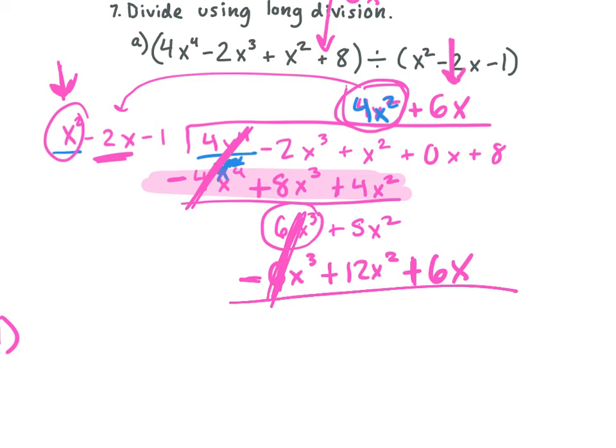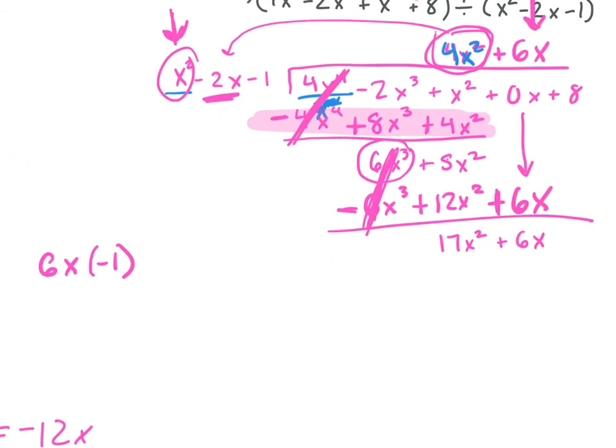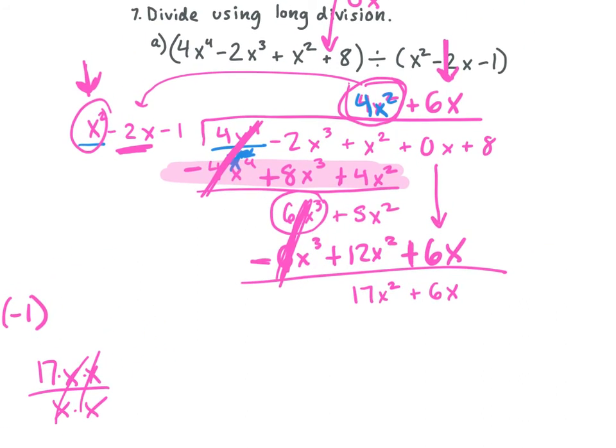Olivia, what is it? 17x squared. And then 0x plus 6x, so 6x. So now we do it all again. What times x squared gives us 17x squared? Lexi. If we have 17x squared, so 17 and 2 x's, divided by 2 x's, just 17. So plus 17. Now we multiply 17 by everything out front.